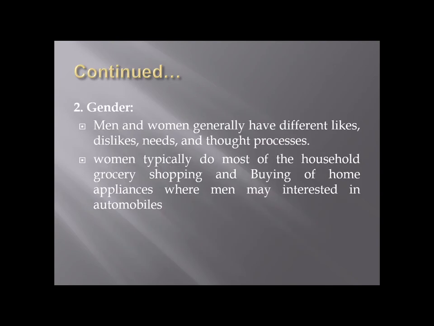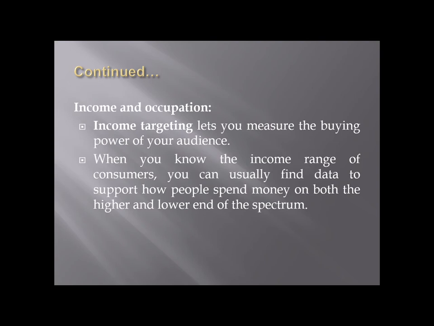Next, gender. We segregate men and women because they have different likes and dislikes, needs and thought processes. If you consider buying household groceries and home appliances, the decisions are usually made by women. Whereas in the automobile sector, if a person is buying a bike or car, the decision maker is usually a man. On the basis of these tastes and preferences, gender is one of the variables in demographic segmentation.